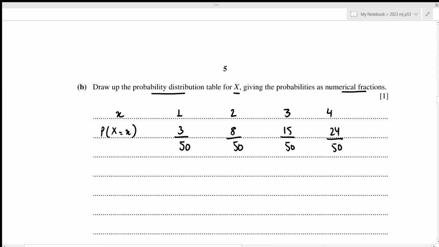That's all for the second part. Let's move towards the next one. Given that expectation of x equals 3.2, that is the value for mean, we need to find the variance of x. Remember that the formula for variance of x is expectation of x squared minus expectation of x whole squared.